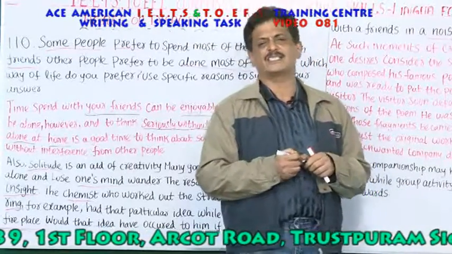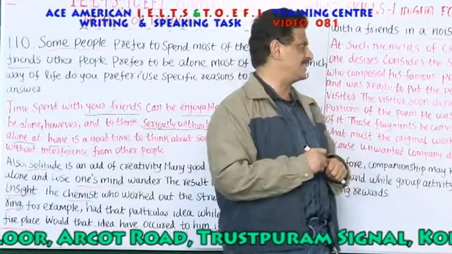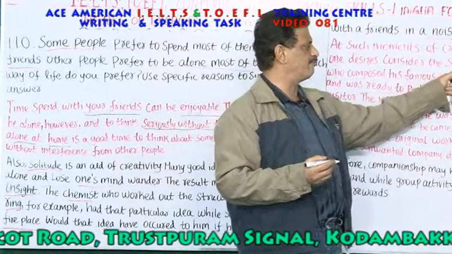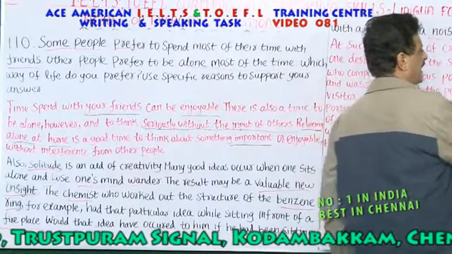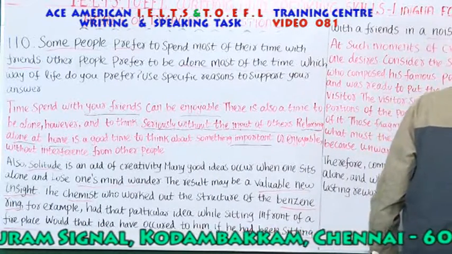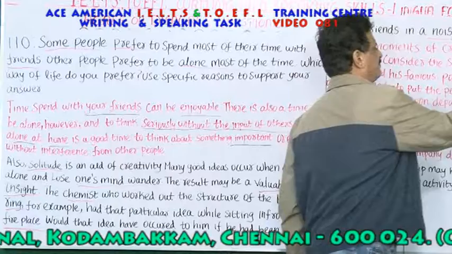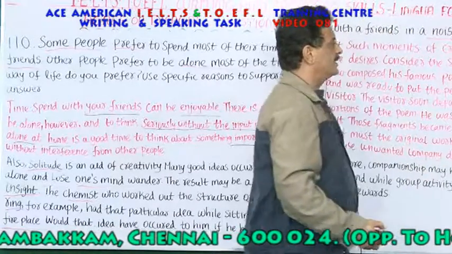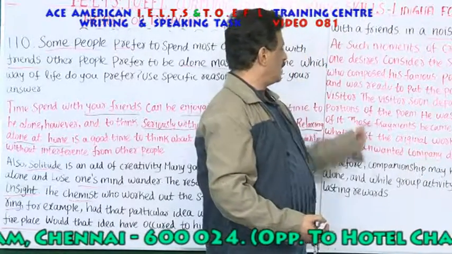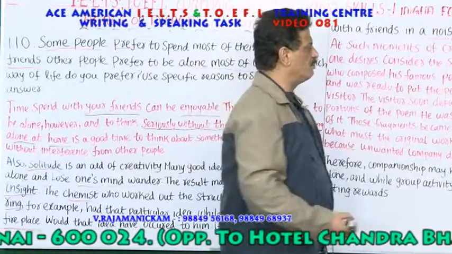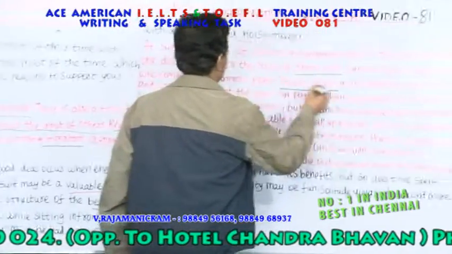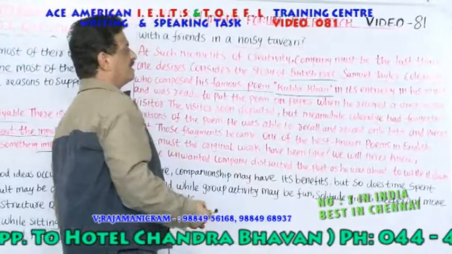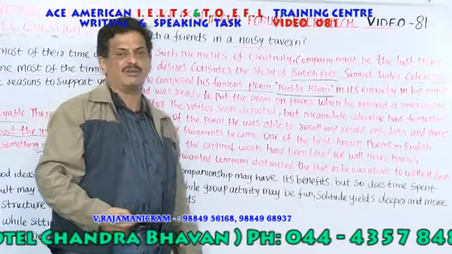So with friends, it is not possible to create certain things. Consider the story of British poet Samuel Taylor Coleridge. He is taking the example of the British poet, Samuel Taylor Coleridge, who composed his famous poem Kubla Khan.